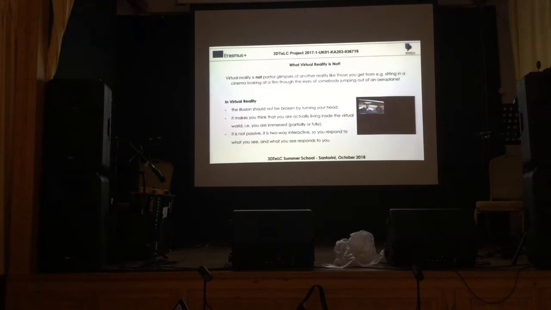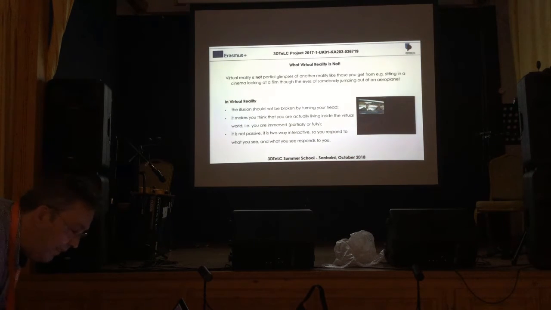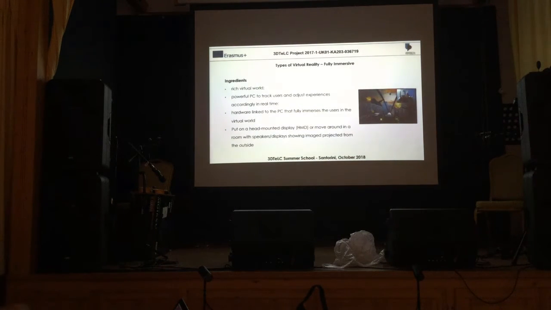And of course it is not passive, so it is a two-way interactive. So you respond to what you see, and what you see responds to you. So there's a kind of dynamics in there. So, if we move further down, there's various types of virtual reality. One is fully immersive. So normally you have a rich virtual world here, you're fully immersed into the world.